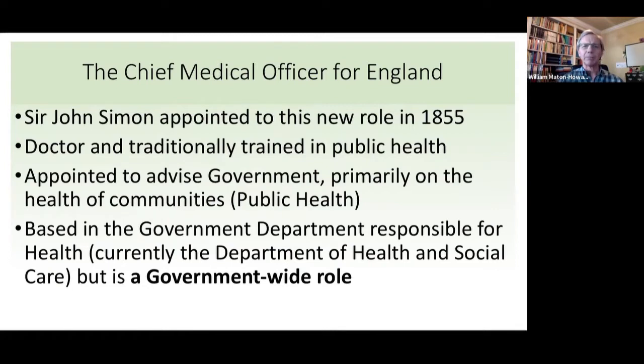Just 1 year later, after that activity of John Snow and that map, in 1855, the English government established a new post of a chief medical officer for England. And Sir John Simon was appointed to this post in 1855. He was a doctor and was trained in public health. And the specific role that this chief medical officer was asked to undertake was to advise the government very specifically on the health of communities.